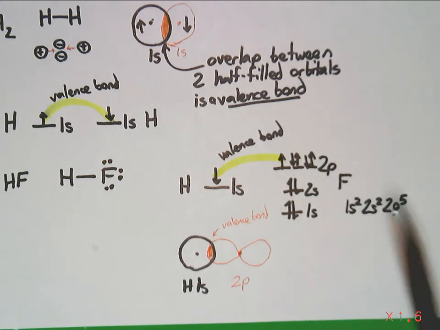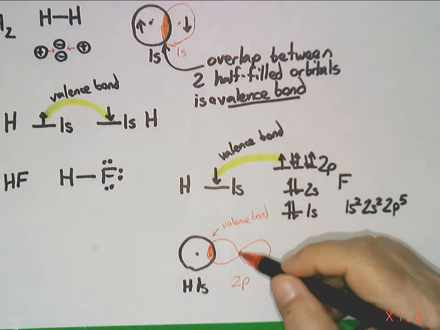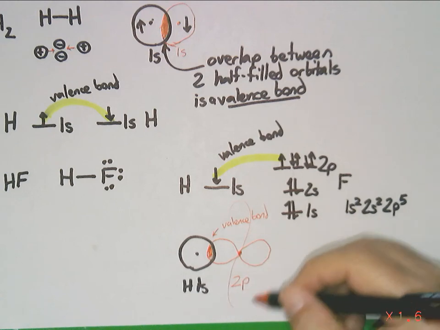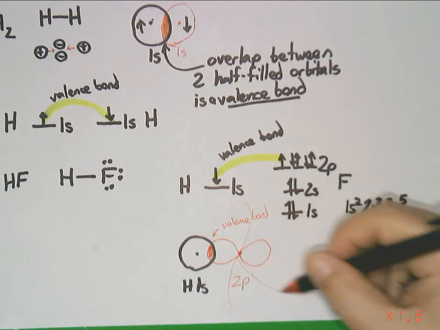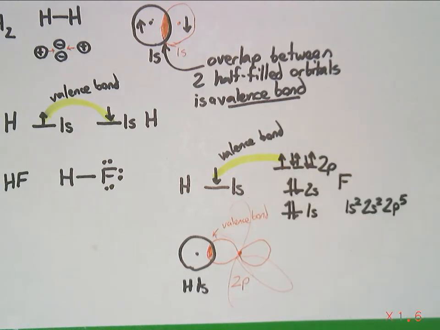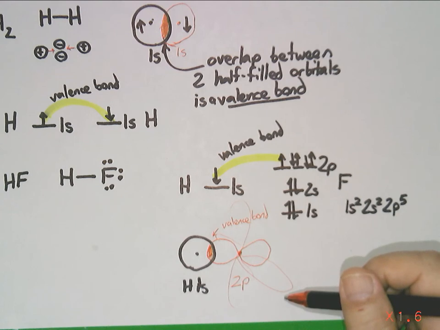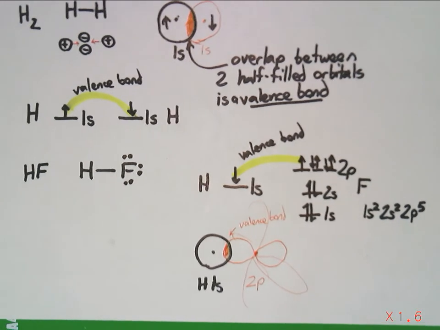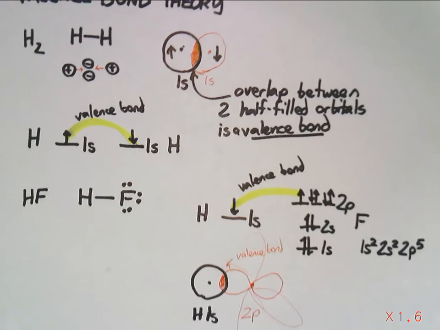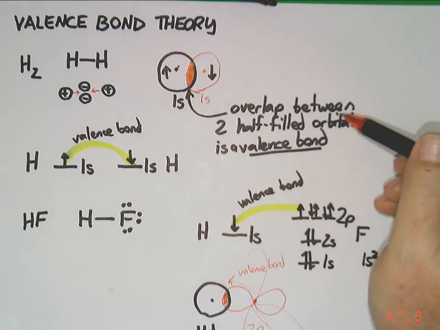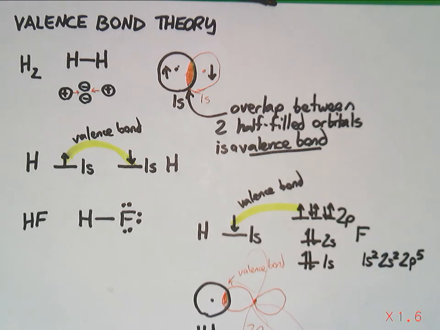Now, what about the other orbitals? You could draw those in. And it would show you that you had a lone pair in a 2p orbital going up and down like this, and a lone pair in a 2p orbital going in and out of the paper like that. We're going to look at more complicated structures like that in the next video. But that's the basic idea behind valence bond theory. You form a bond as an overlap between 2 half-filled orbitals.